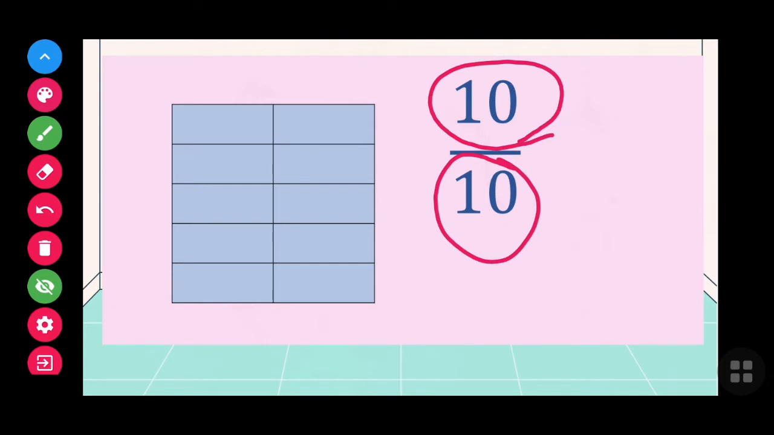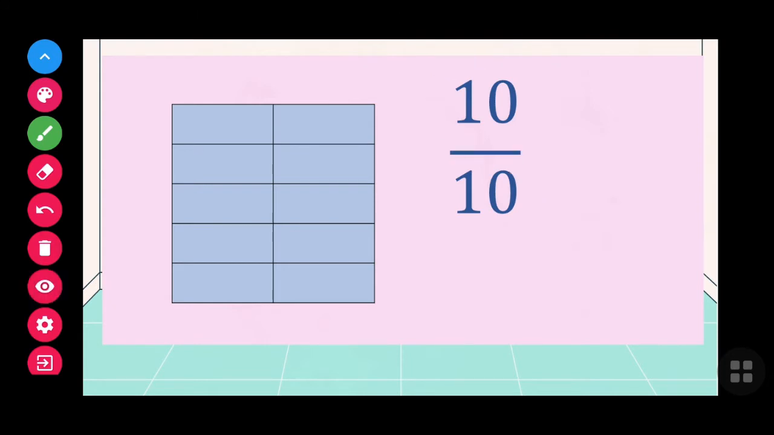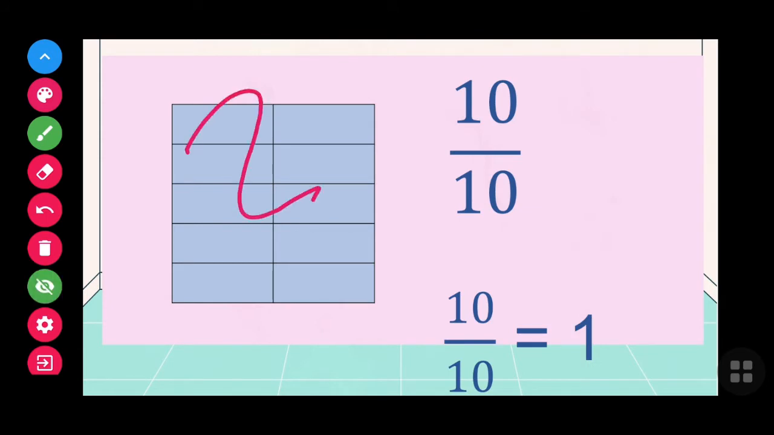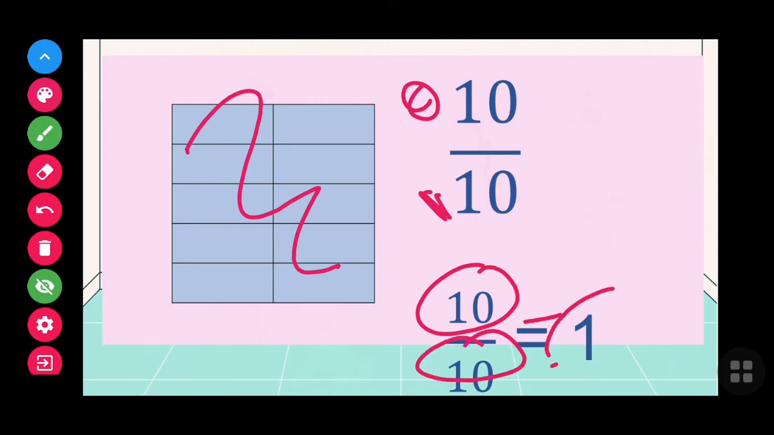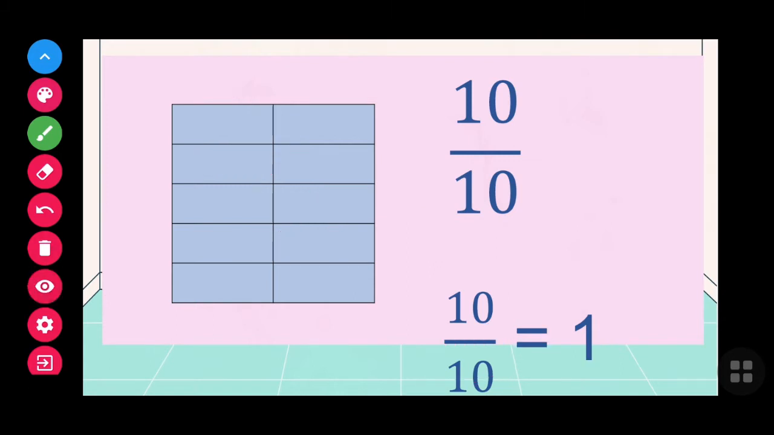Now we can say this as 1. This is a whole cake. There were 10 equal parts and all the 10 parts were finished. So 10 over 10 is equal to 1. So it is a whole cake. It is 1. So here it is a whole number. Now we will learn another example.